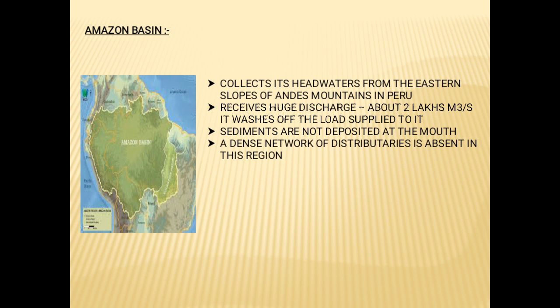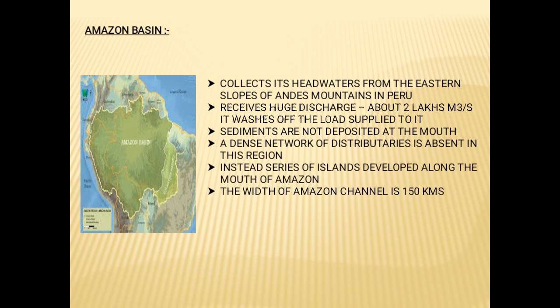Instead, we find a series of islands developed along the mouth of the Amazon beyond the coastline into the Atlantic Ocean. It will be interesting to note that at the mouth, the width of the Amazon channel is 150 kilometers. You will get an idea of the width. Most of the course of the Amazon River is suitable for navigation. Now we study about the Paraguay-Paraná system.